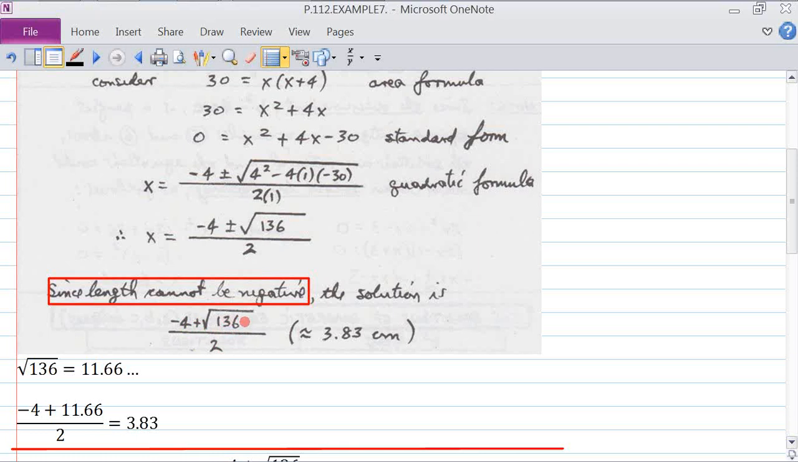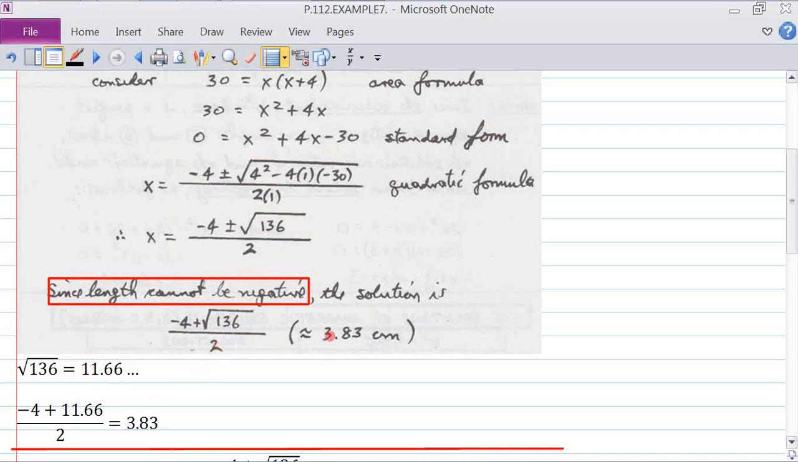By the way, the root of 136 gives an irrational number. It doesn't end. It just keeps on going. This is only an approximation. That's why you see this solution here. So minus 4 plus 11.66 gives you about 7.66.